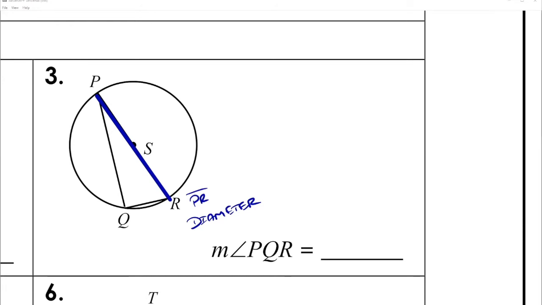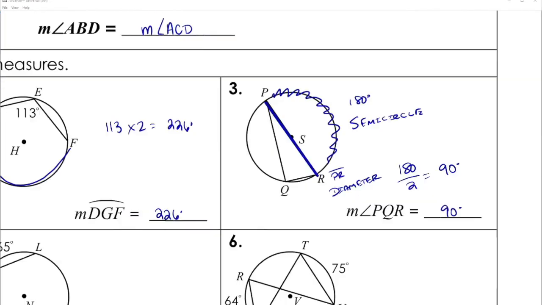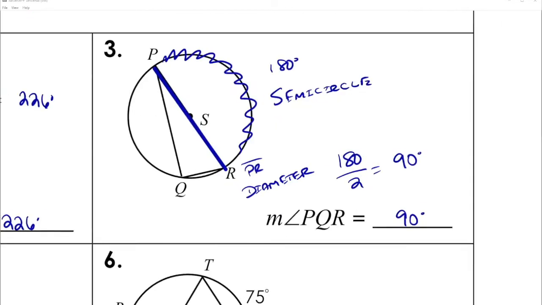Okay. So we know that this arc is part of a diameter, so this arc has to be a semicircle. The measure of a semicircle is 180 degrees. So then our angle itself, 180 divided by 2, is 90. It is a right angle. That was our second rule we talked about. Angle PQR.